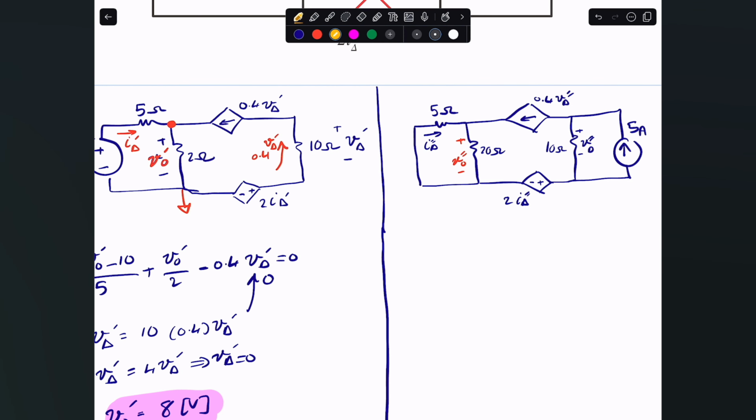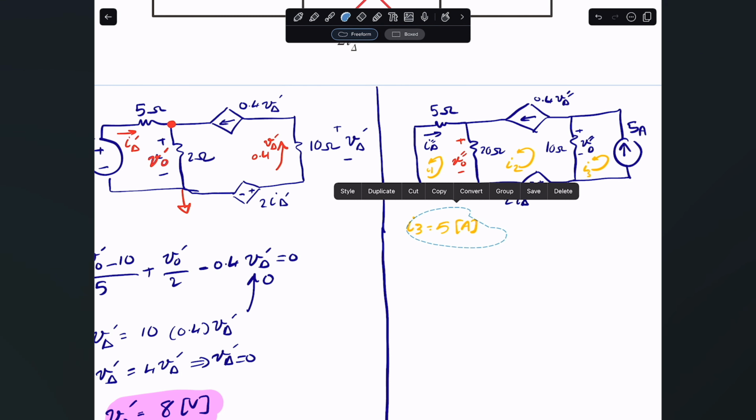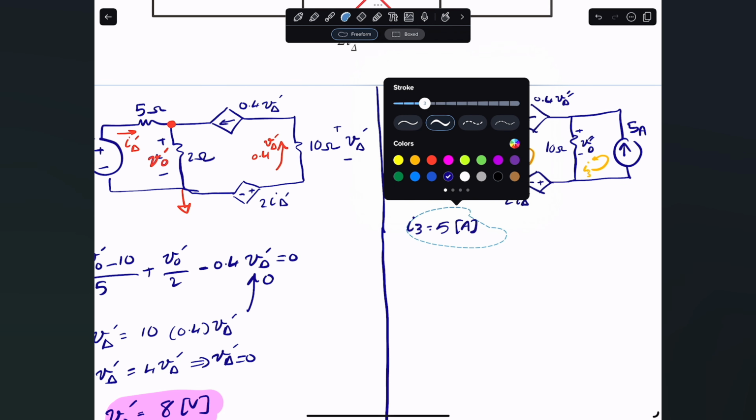All right, so let me just highlight these currents in here. For example, I can simply say this one here is I1, this one here is I2, this one here is I3. Okay, and we're going to start with I3, which is just simply 5 amps. That's what it is because I know what it is. All right, let me just do that in blue. Okay, so we know what that current is.